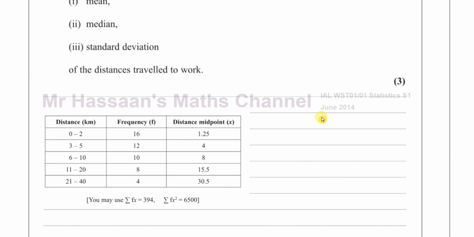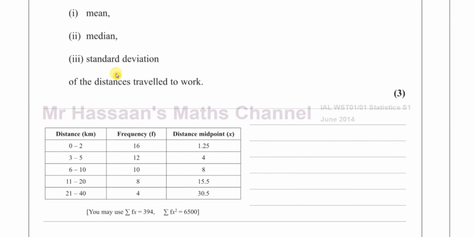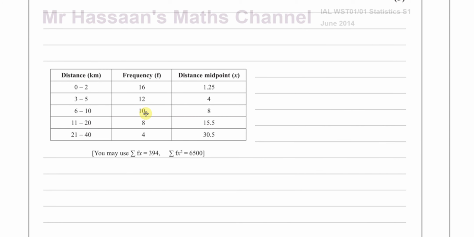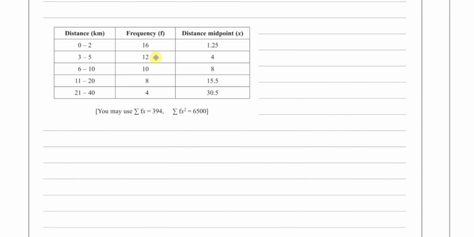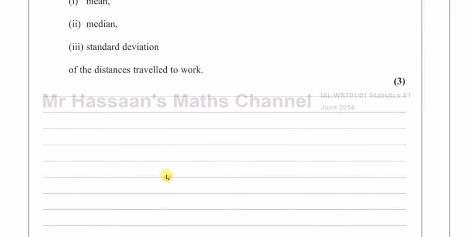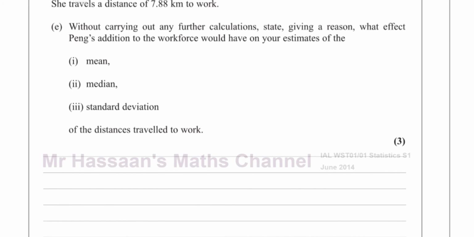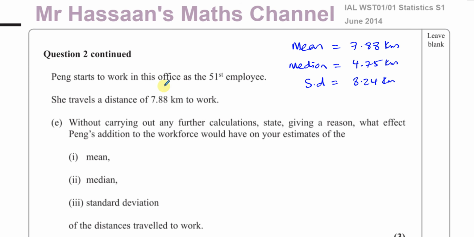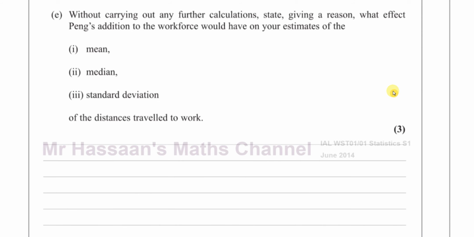Okay, let's start with the mean. We don't actually have to do any calculations for this, but I want you to understand. Now, first of all, Peng's distance is the same as the mean, 7.88. So let's do part E part 1. So we can say Peng's distance is equal to the mean. Okay, it's the same as the mean.